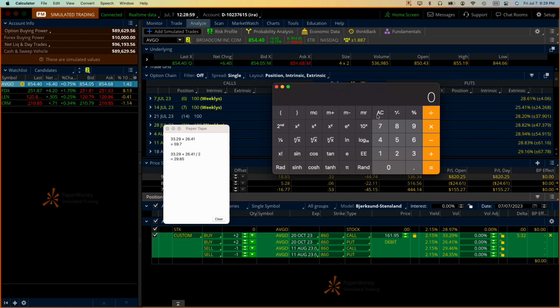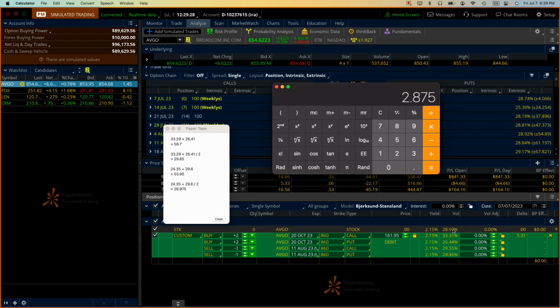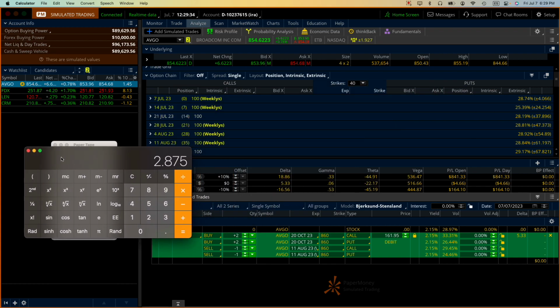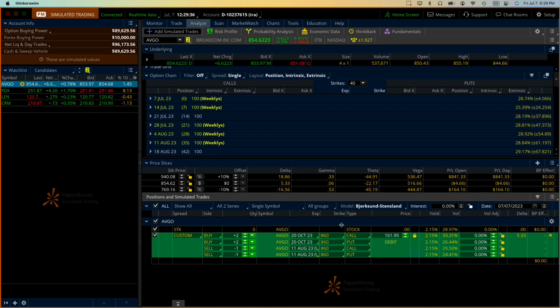The options I'm selling are 24.35 plus 29.60 divided by 2, which is 26.9. You see the difference? Let's subtract it from memory, then recall, and you can see that it's less than 3%. That to me is acceptable. If this is 3% volatility, that's fine. These are the averages of the options we're buying versus the ones we are selling. So this is what our trade looks like.